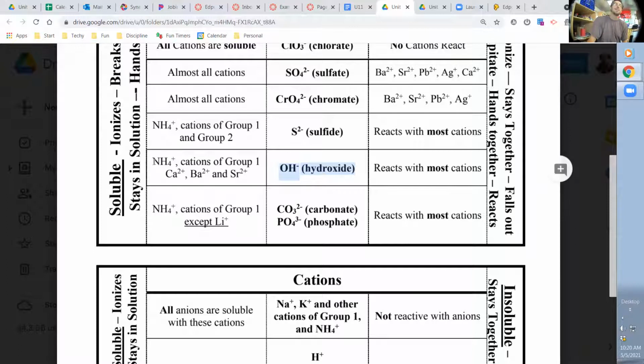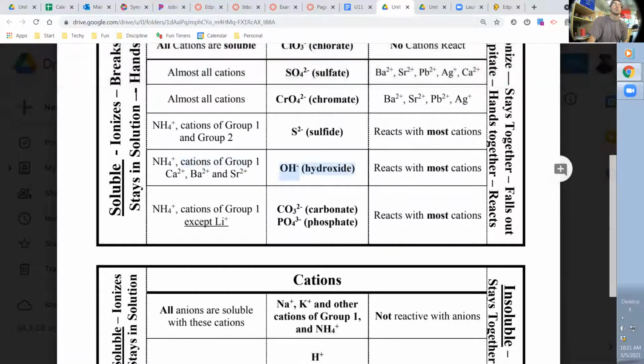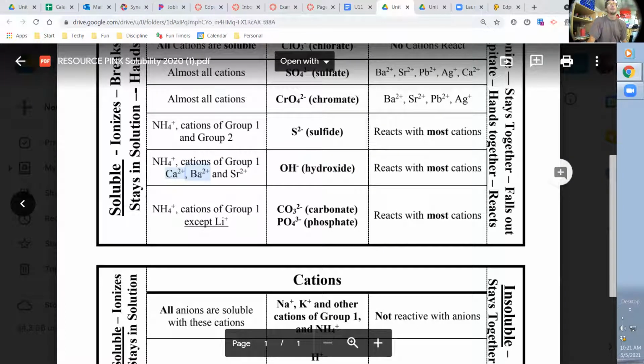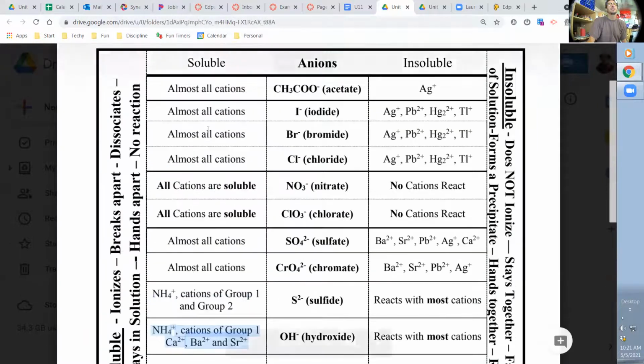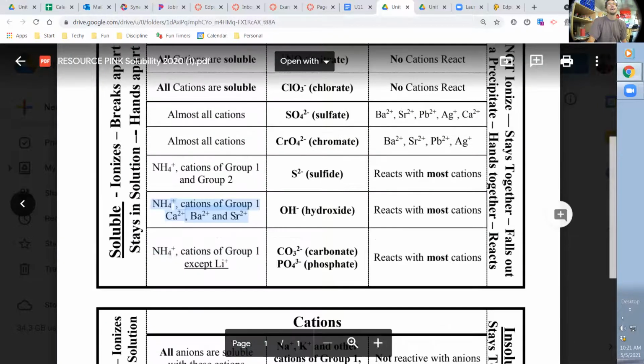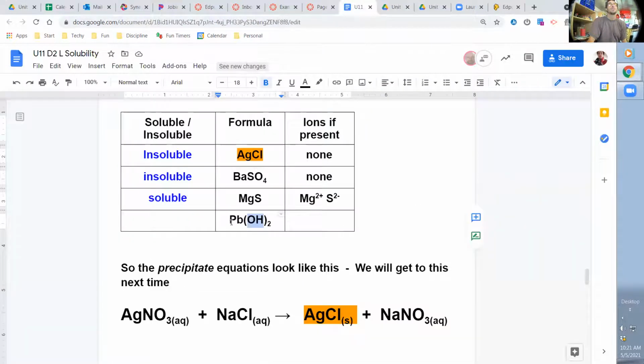So it says that ammonium is soluble with hydroxide. It says that the cations in group 1 are also soluble with hydroxide. It also says that calcium, barium, and strontium ions are soluble with hydroxide. None of those are lead. None of these examples in the soluble column are lead, meaning that lead hydroxide, which is this molecule, is insoluble. So that's insoluble.